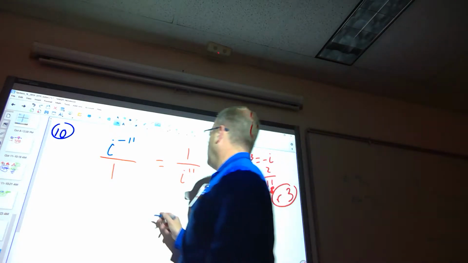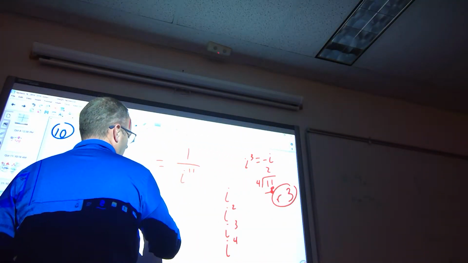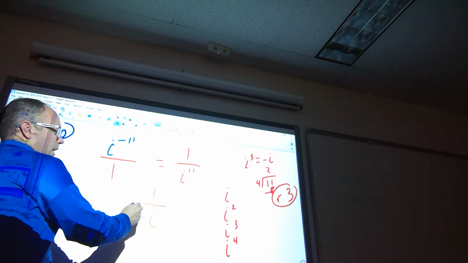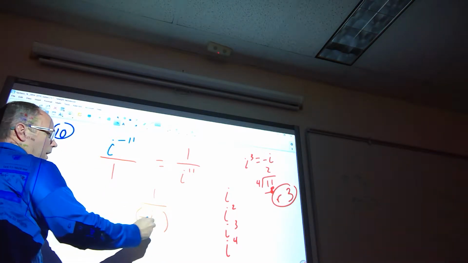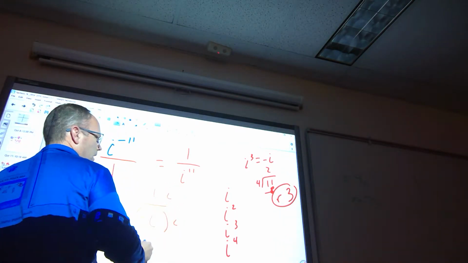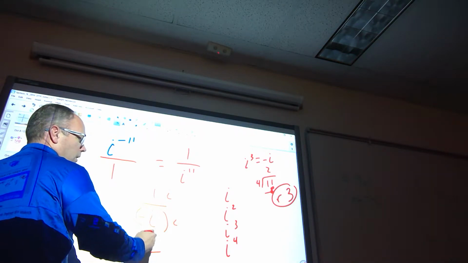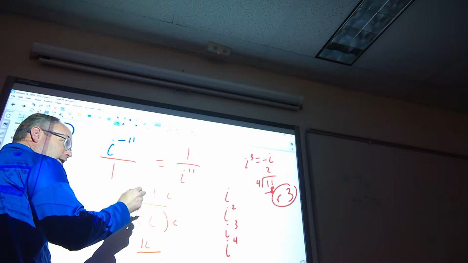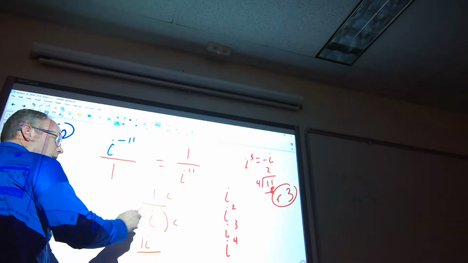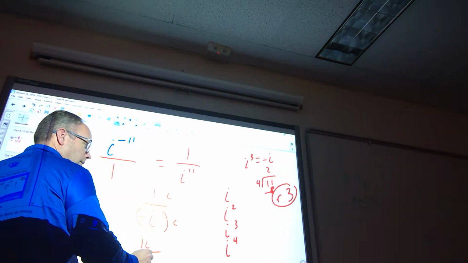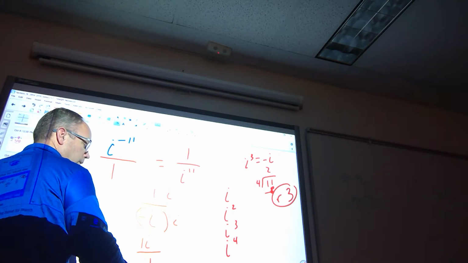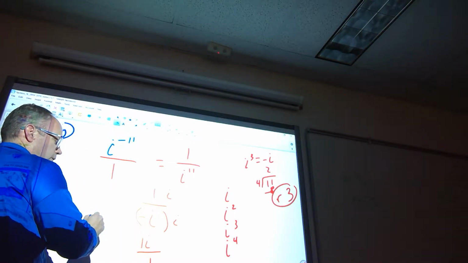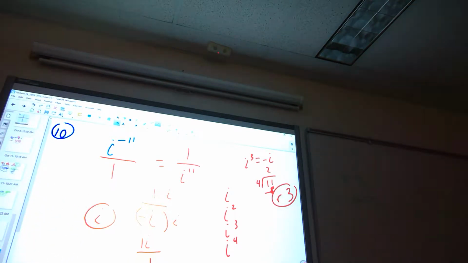So then that's going to change into 1 over negative i. I don't want an i in the denominator, so I'm going to multiply both top and bottom by i and i. So I get 1i on top over i times i, which is i squared. i squared equals negative 1. So negative negative 1, I get positive 1, right? So my answer just comes out to be i, because 1i over 1 is the same thing as i over 1, or the same thing as i.